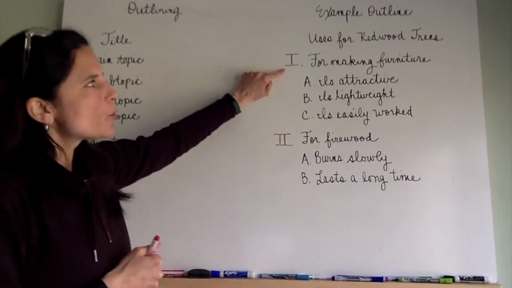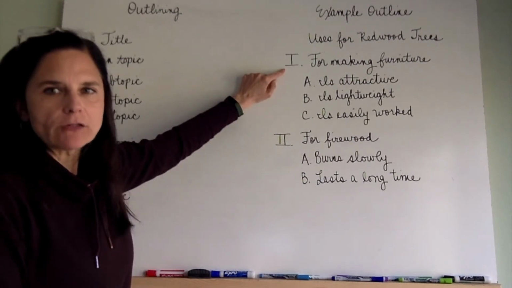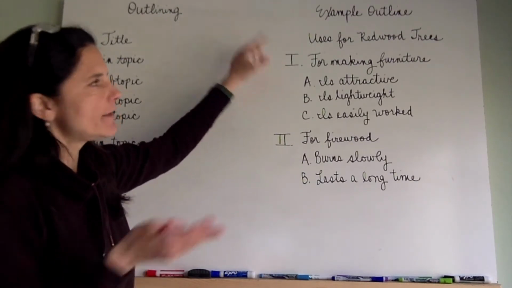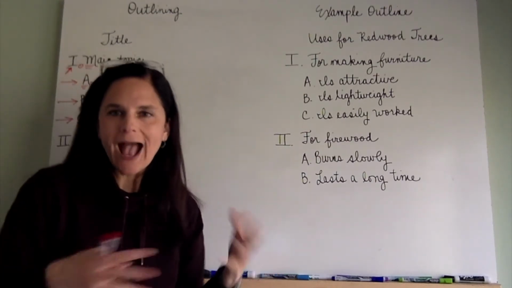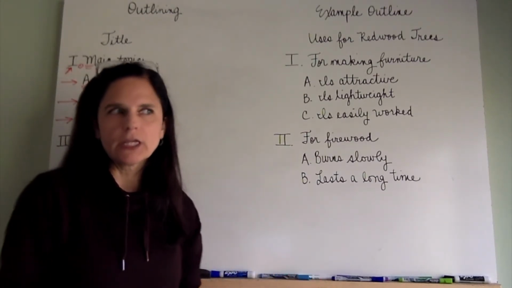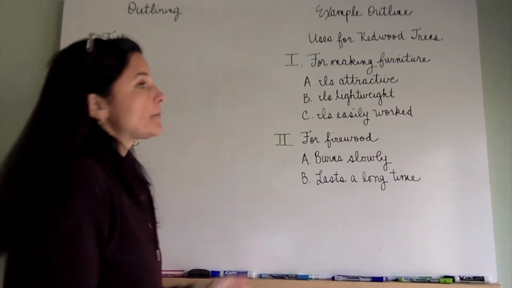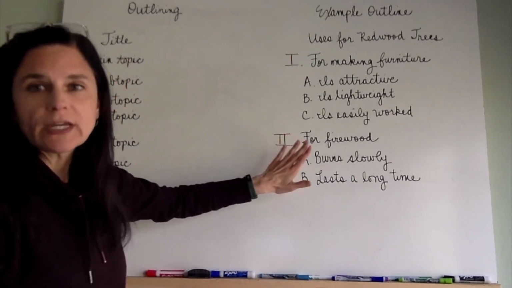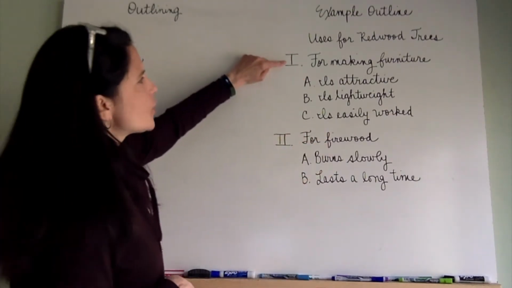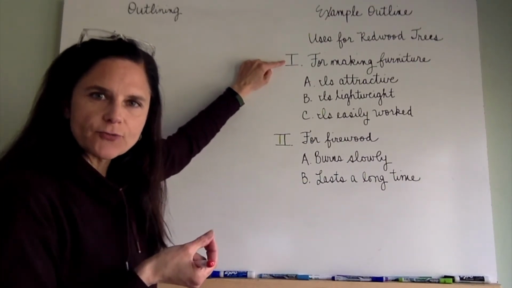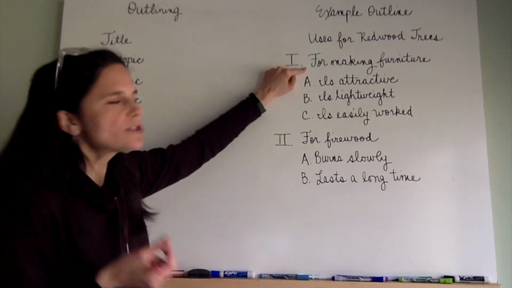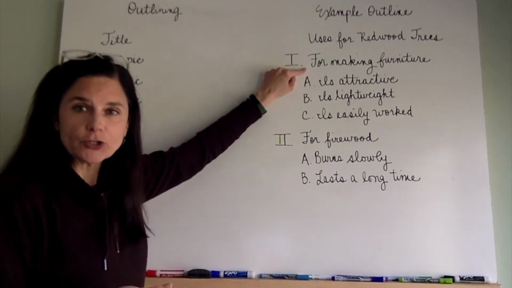And then Roman numeral 1 here in this particular outline is, again, they're writing a report on the uses for redwood trees. How would you use the wood if you cut down a redwood tree? I'm sure you can think of a lot. There's only 2 here that we're going to go over. So their first main topic that they're going to write about for uses of redwood trees is that you can use the wood for making furniture.